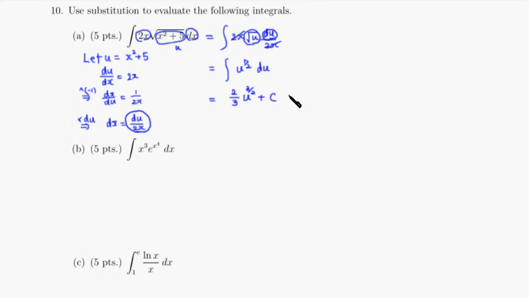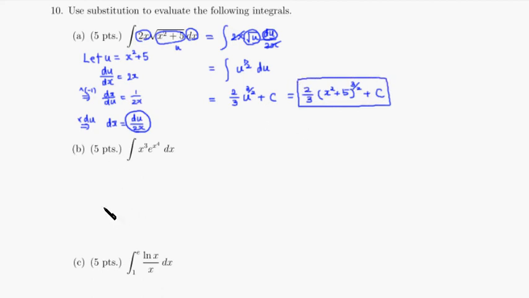After that, you just need to plug in the original expression instead of u. So the answer is 2/3 times the quantity x squared plus 5, raised to the 3/2 power, plus some constant c. So this is the answer for part A.